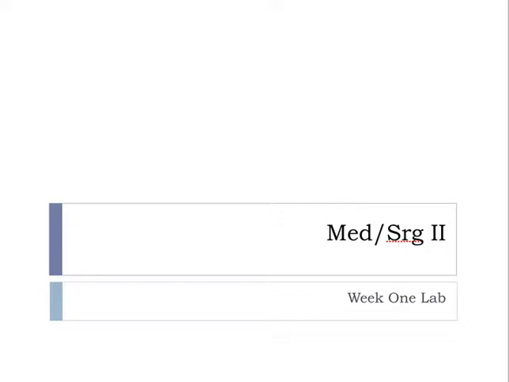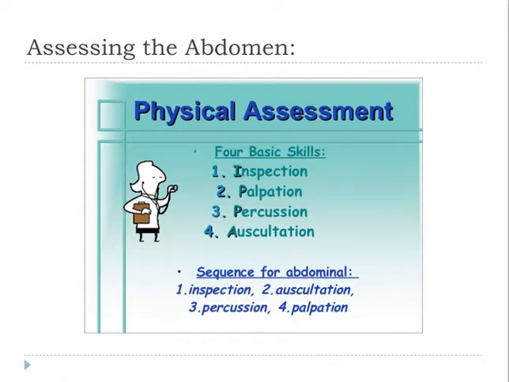In this PowerPoint, we're going to review some information that you've learned in previous terms and go into further detail on certain aspects. So let's dive in and talk about physical assessment of the abdomen. So the abdomen goes in a different sequence for physical assessment. Just a reminder, I'm sure everybody remembers this, but we're always going to inspect, auscultate, percuss, and then palpate with the abdomen. So always listen before you touch with the abdomen.